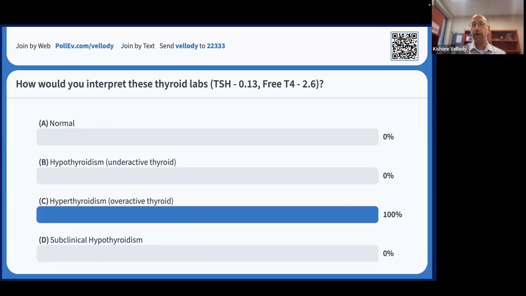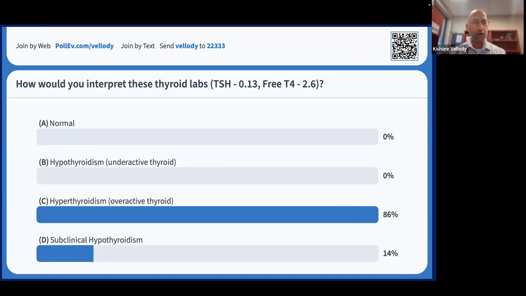Don't give up. Keep trying. There we go. We got most everyone so far who have answered thinking hyperthyroidism. I'll give you just a couple more minutes to pull up that website or text your answer to that 22333 number and good. All right. We'll go with this so far. Feel free to keep answering if you'd like as I talk through.